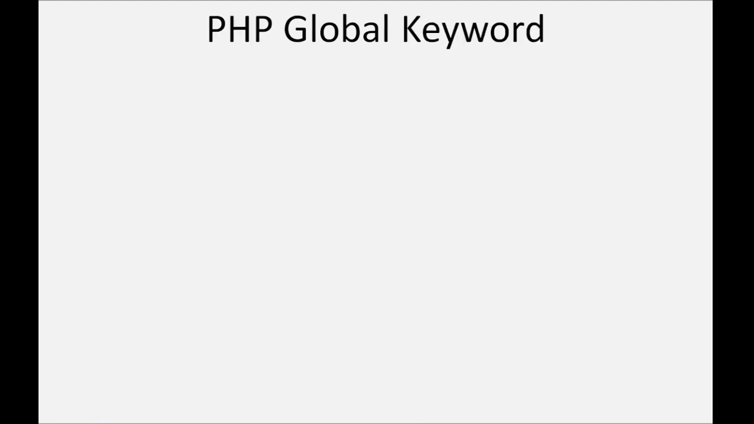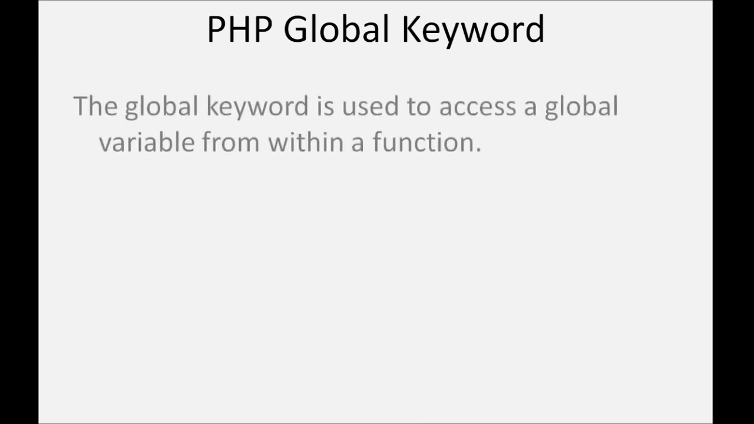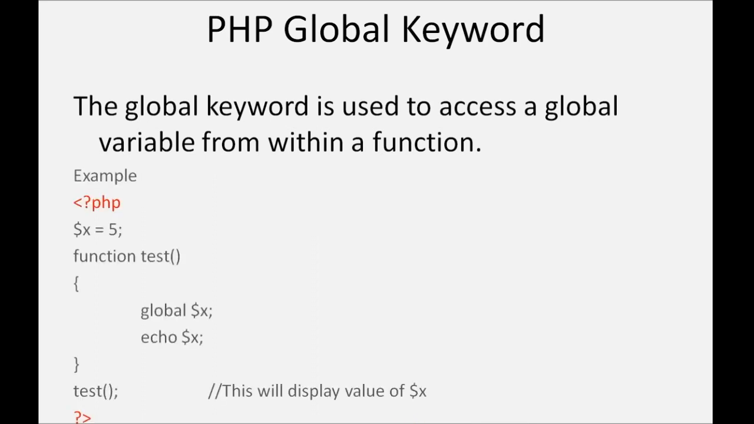If you want to access a global variable within a function, then you can do this by the global keyword. The global keyword is used to access a global variable from within a function. In this example, this function will display the value of $x, which is a global variable, and it is used in the function by using the global keyword.